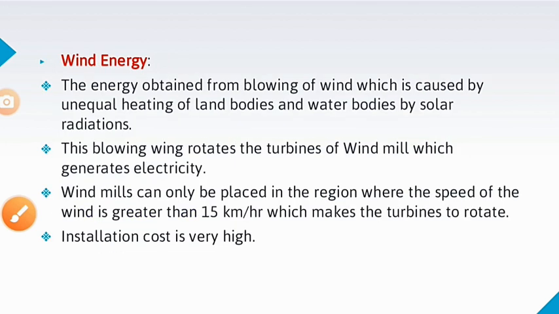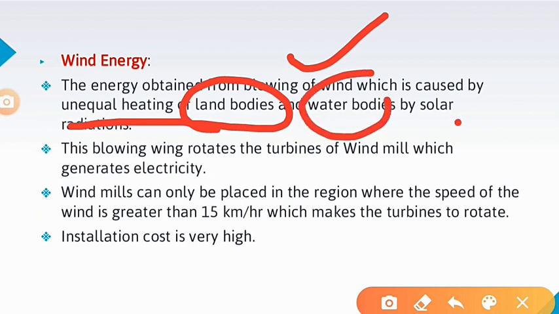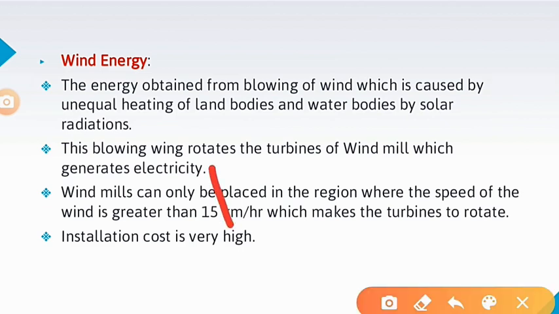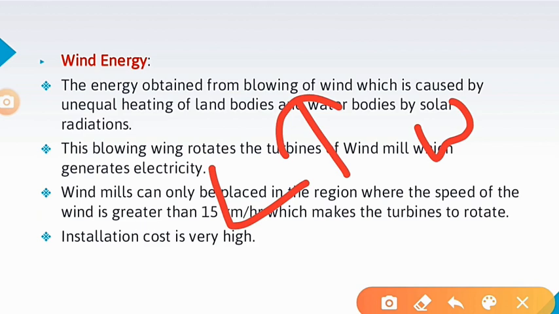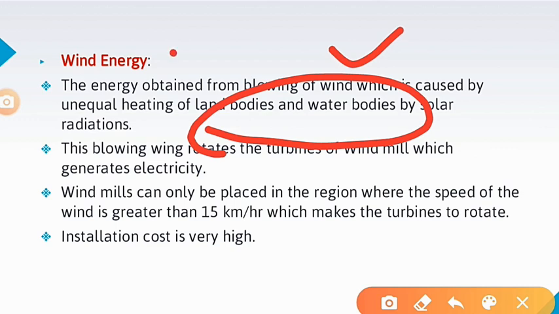Okay, next one is our wind energy. What is wind energy? The energy obtained from the blowing of wind. How is it formed? It is caused by the unequal heating of land bodies and water bodies due to solar radiation. Means what? Due to the sunlight, as we already know, land heats up very fast compared with the water bodies. So this unequal heating of land bodies and water bodies creates the wind. The energy obtained from the wind blow is called wind energy.